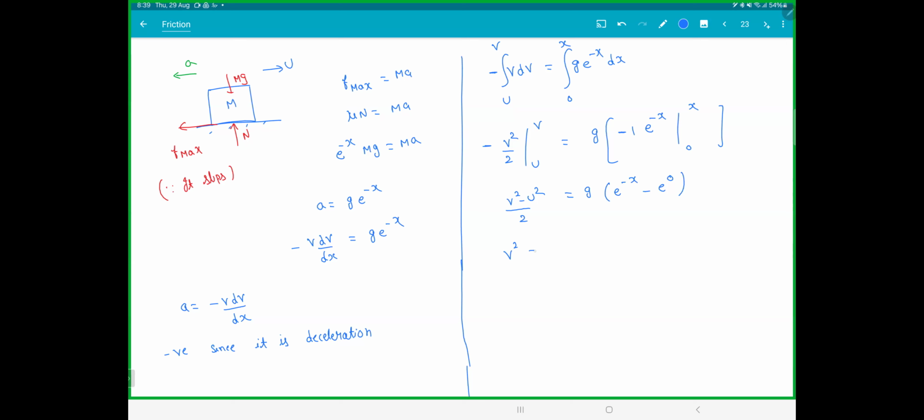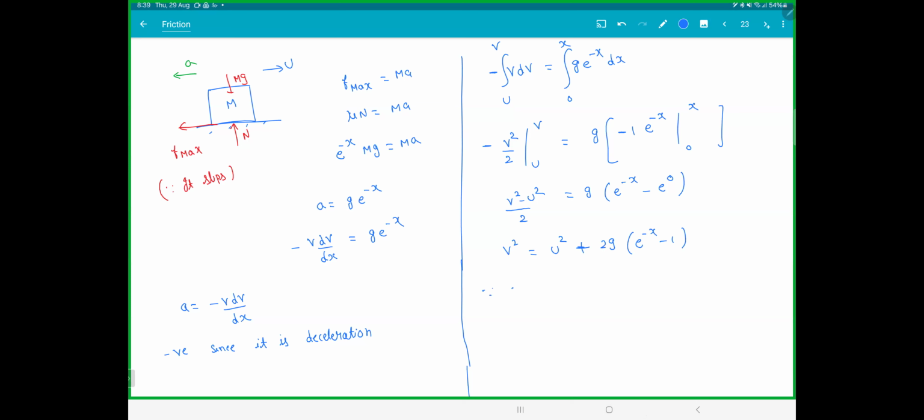So we have v square is equal to u square minus 2g into (e power minus x minus 1). This is plus. This is your velocity. You're getting it? This v square is a velocity as function of x. They can ask this also. Find the speed when the particle traveled x distance. This is the speed. Getting it?